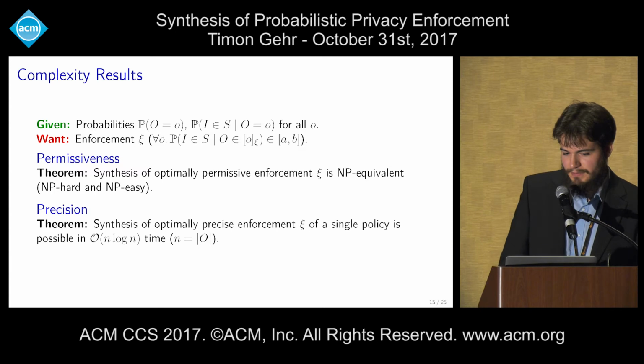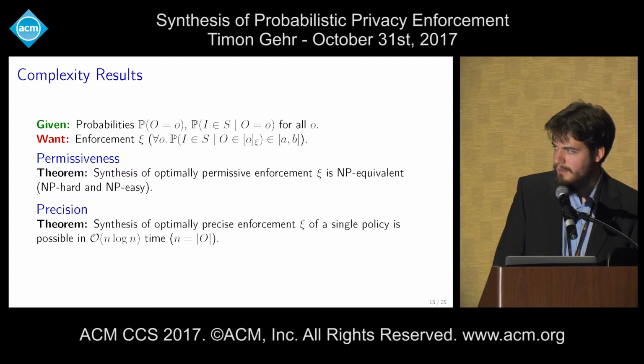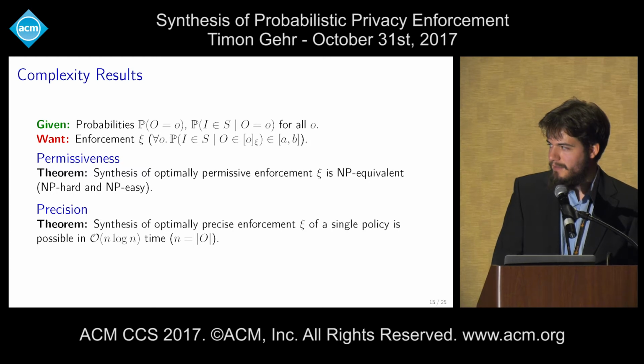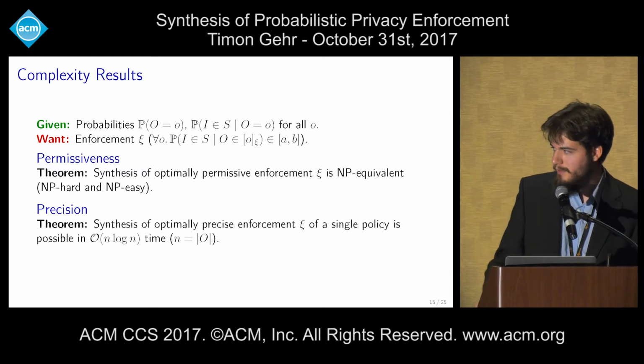Then we have the following complexity results. This is assuming we already have the results of the inference queries. For permissiveness, we have a theorem that says that the synthesis of an optimally permissive enforcement is an NP-equivalent problem. So it's both NP-hard and NP-easy. And an optimally precise enforcement for a single policy only, mind you, is possible in n log n time, where n is the size of the output.